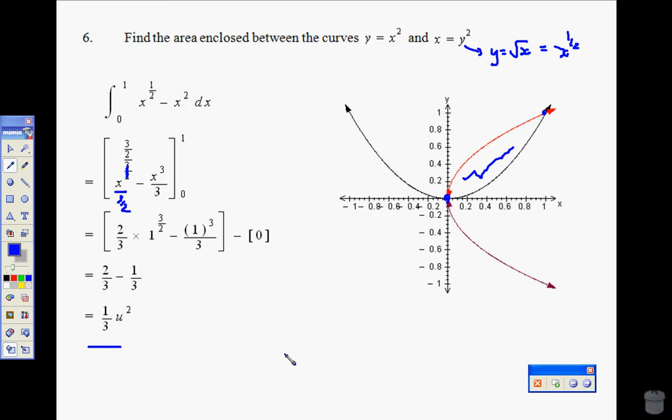So be really careful identifying which is the top curve and which is the bottom curve, and making sure you get the correct points where they intersect so you can start to find the area between those curves.